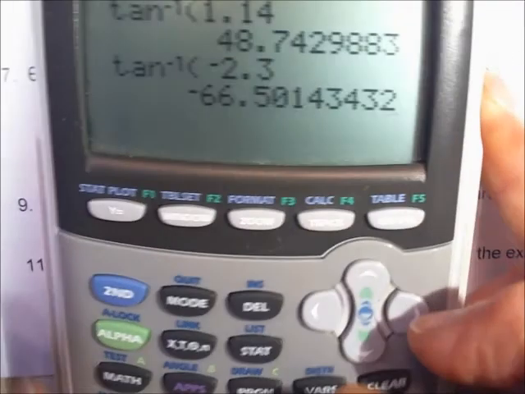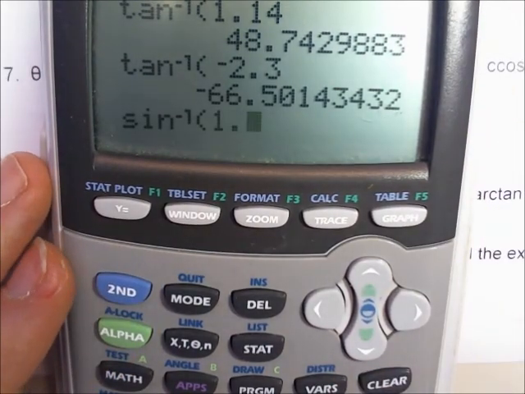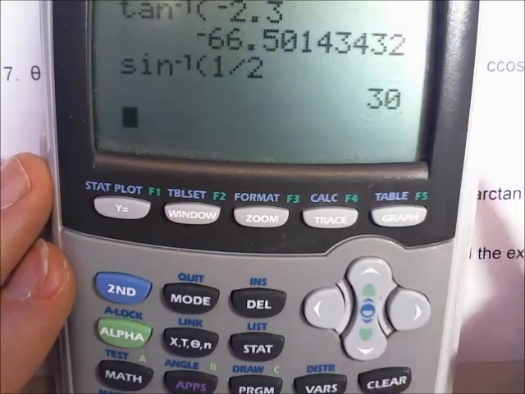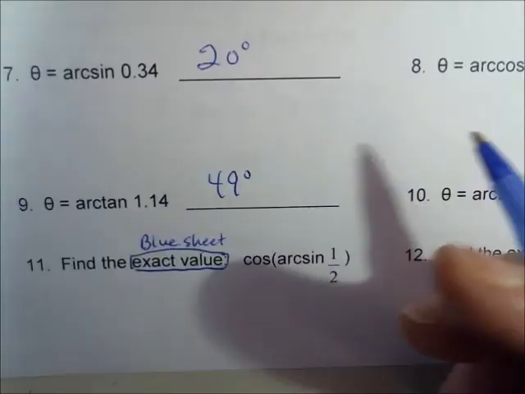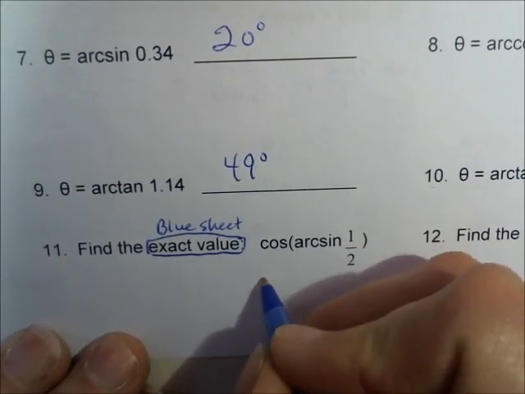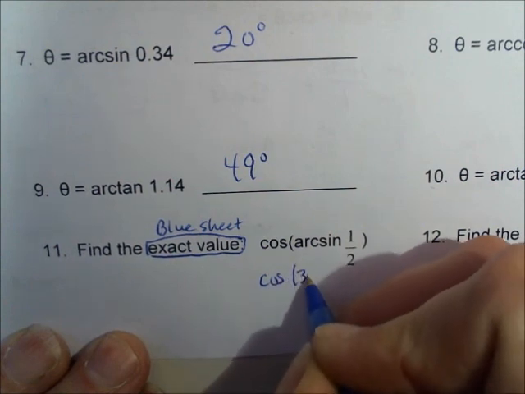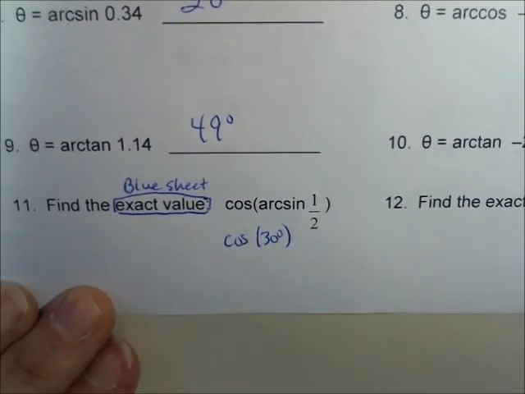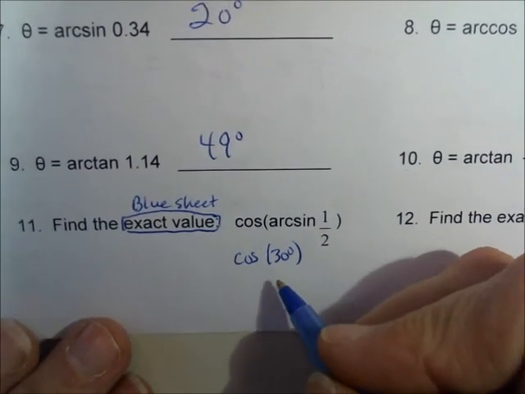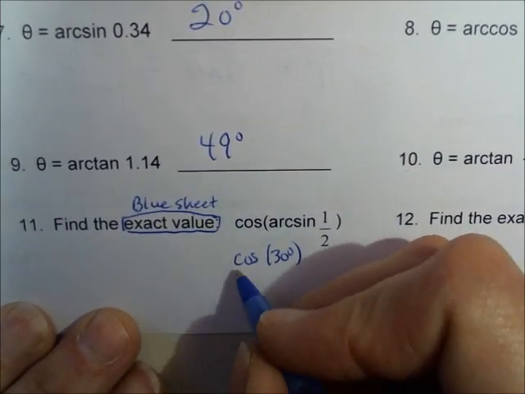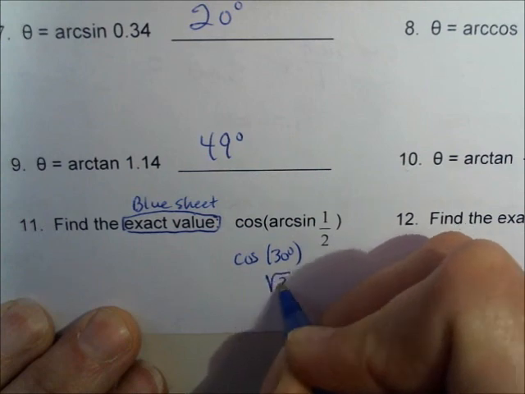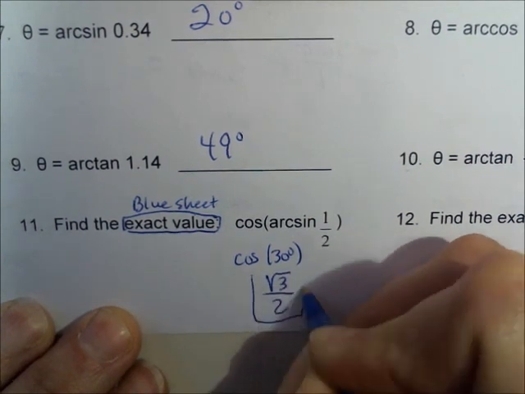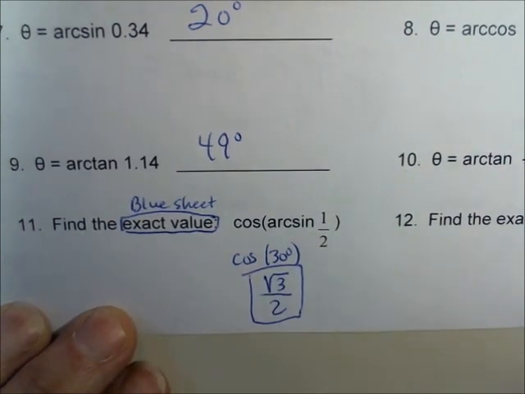If you want to use your calculator, second sine of a half. Hopefully you remember that's 30 degrees, but you can ask your calculator, and that's 30 degrees. So they want to know the exact value of the cosine of 30 degrees. Well, from our blue sheet, or whatever way you want to remember the sine, cosine, tangent of those special angles, the cosine of 30 degrees is the square root of 3 over 2. Your calculator will not tell you that answer.